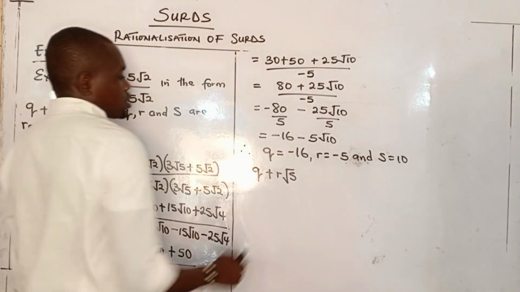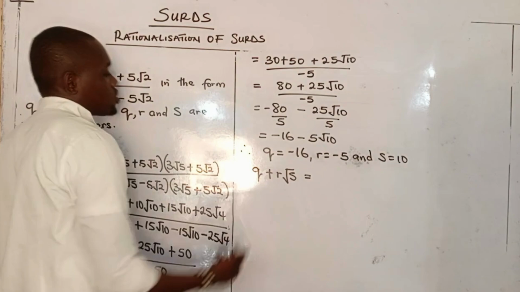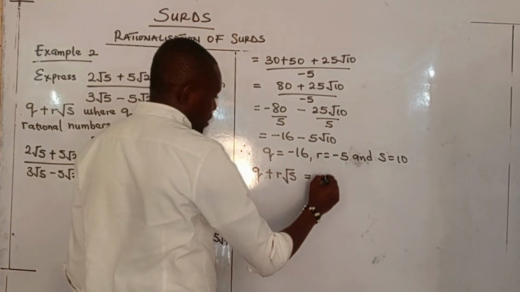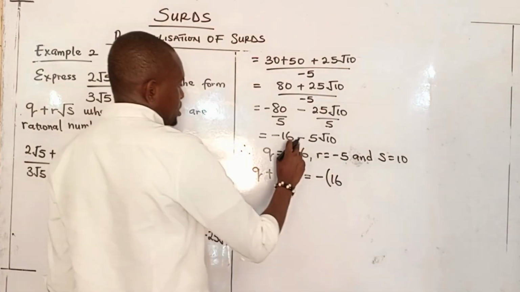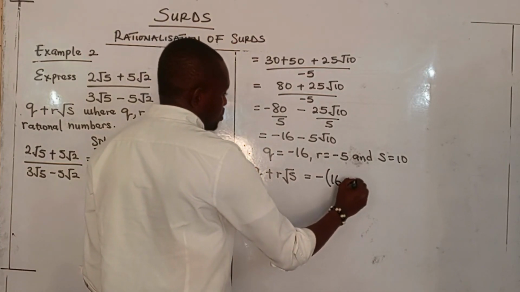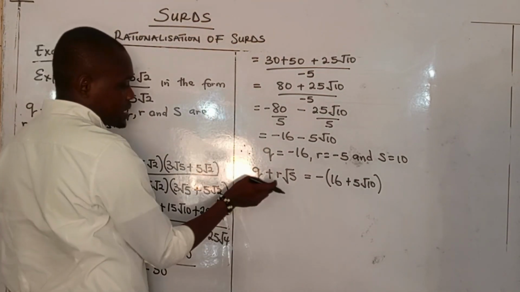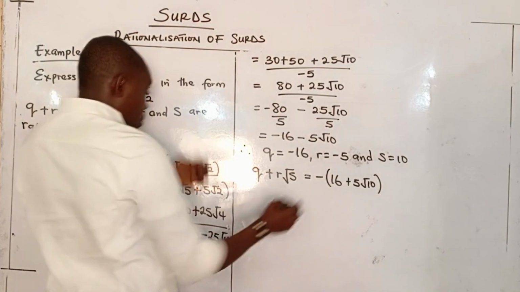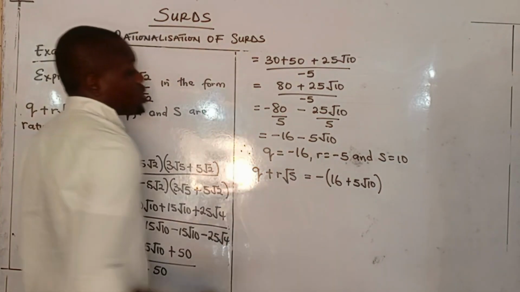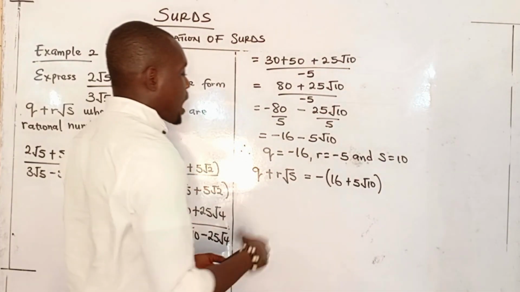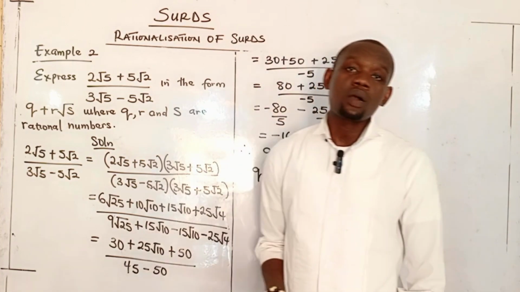Are we there now? So if we are to put it in that form now, we can factorize the minus out. So we are going to have minus in bracket, we should have 16, and then plus 5√10. So we have been able to put it in this form because what we have there is plus. So that's the reason why we have to factorize the minus out. So with this, we've come to the end of the topic on surds.